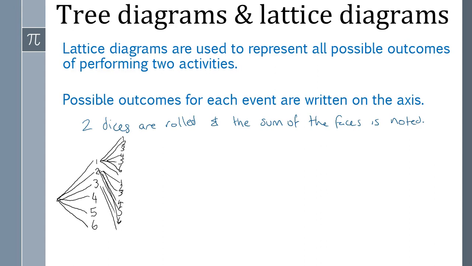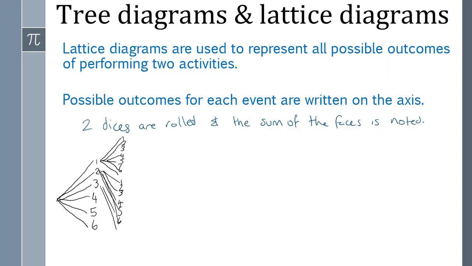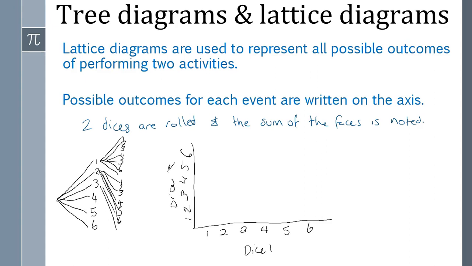So a lattice diagram lets you use 2 activities or 2 events. So in this case, 2 dice are rolled. 1 dice being rolled is 1 event, the other dice being rolled is another event. For something like this with maths, English and science, that's 3 events, so you wouldn't be able to use a lattice diagram. But all a lattice diagram is, is 1 event down the bottom, so dice 1, and 1 event up the side, so dice 2. So we could roll a 1, 2, 3, 4, 5 or 6, and 1, 2, 3, 4, 5 or 6.